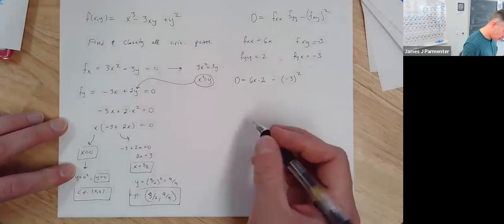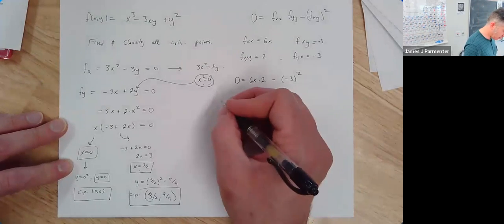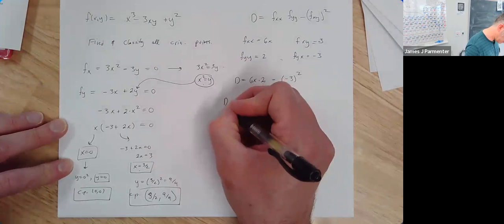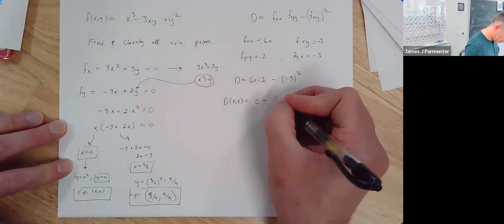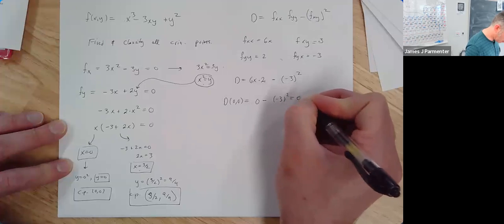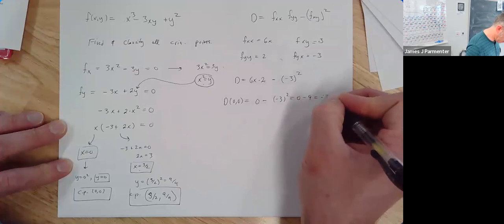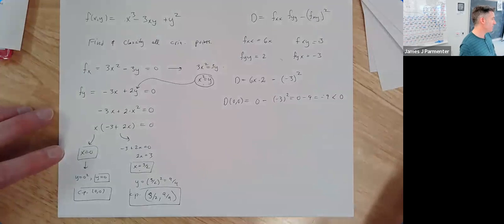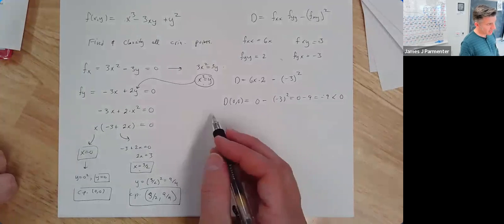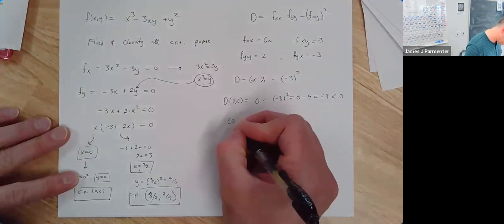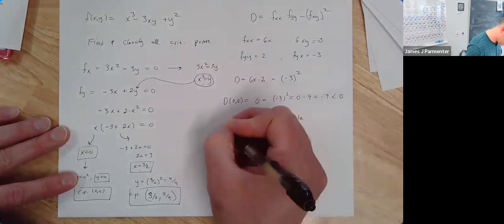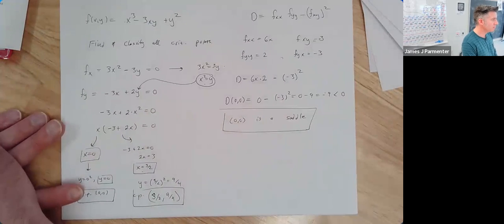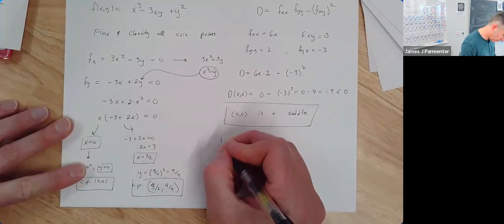Let me show you what I mean. So let's say we wanted to plug in the point 0, 0, which is not going to be fun. So plug in 0, 0, I get 0 minus negative 3 squared, which is 0 minus 9, which is negative 9. I don't actually care about the value. I just care about the sign. And when D is negative, we have a saddle. Done.